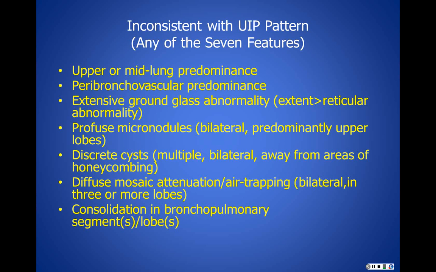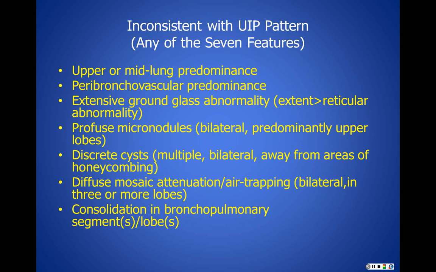Okay. But what are the inconsistent features? If you have any of the 7, then it's not a UIP. Okay. Instead of being lower lung predominant, what if it is upper and mid lung predominant? Then it's not. What about bronchovascular predominance? If you have any ground glass opacity, remember I showed you what is ground glass, and if you have nodules, you don't have nodules in IPF. Okay, discrete cysts, not honeycombing cysts.